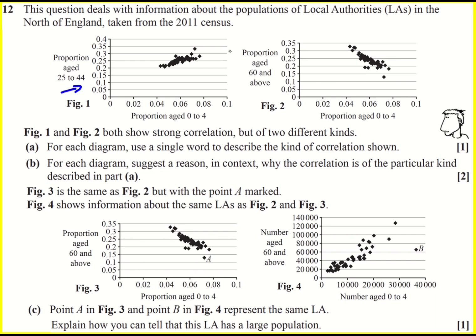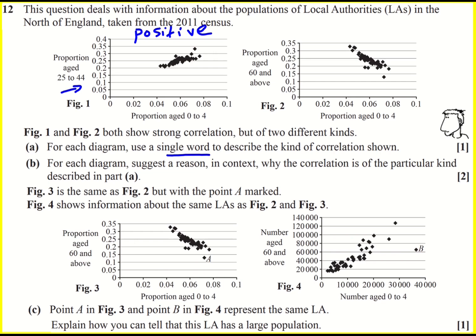Okay, let's take a look at the graphs. This one has a positive gradient. It's going to be a positive correlation. It's only asking for a single word, so I don't need to say the strength or anything like that. And the other one with a negative gradient.